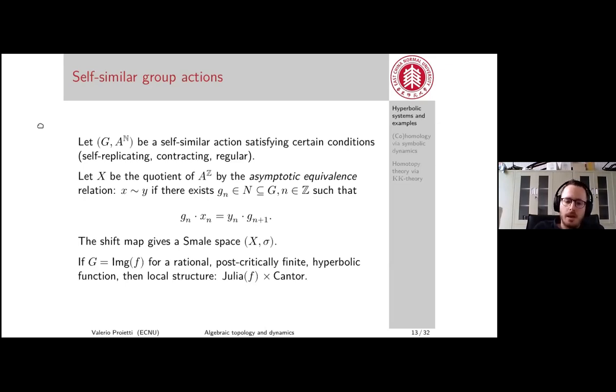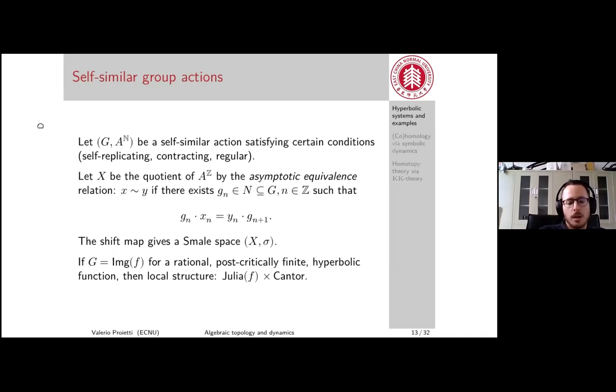So the shift map on this X gives us a Smale space. So we get this example from self-similar group actions. In particular, there is a very interesting special case of this example coming from complex dynamics. If I take a rational function and let it act on the Riemann sphere, the function must be post-critically finite, which means that the forward orbits of critical points are finite, and it must be a hyperbolic function: points where the derivative is 0 must converge to an attracting cycle, a superattracting cycle.